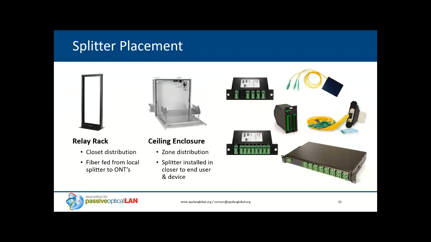With a zone distribution, what we're doing is taking that single piece of fiber from our OLT and running that closer to our end user, where we're going to put the splitter, and then we're cabling shorter runs to our ONTs. This might help with adds, moves, changes, as you see.